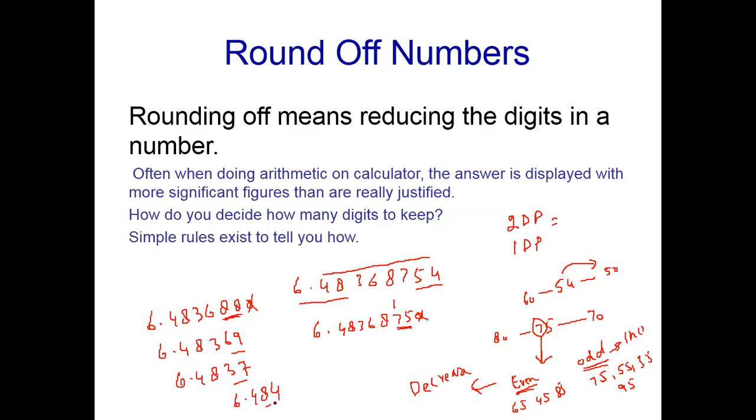Again we have 84. 84 is close to what? 80. So 6.4 and 8. Okay, this one is correct. Again, if you want to write this up to one decimal place, 48 is close to what? 50. So you can write 6.5. This rule is called what? Round up. There are two types, round up and round down. Combined, these two are called what? Round off.